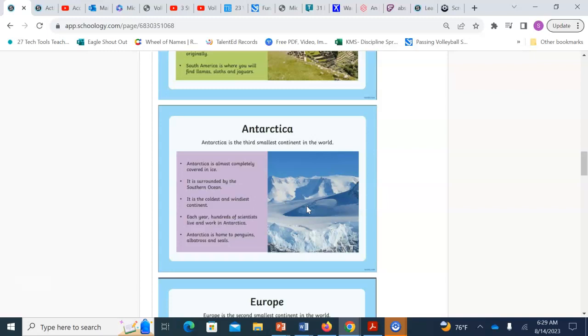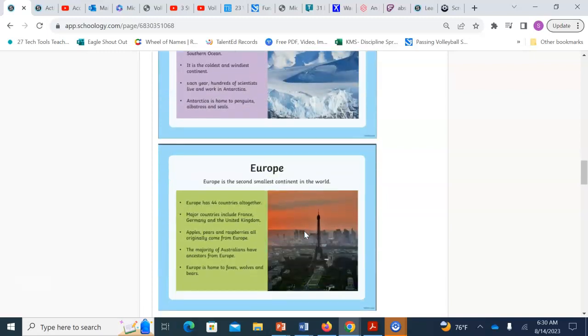Now, if you're adventurous, you could take a cruise out to see Antarctica. In Antarctica, you're going to find things like the penguins, the albatross, and seals. Those are all animals that are home to Antarctica.